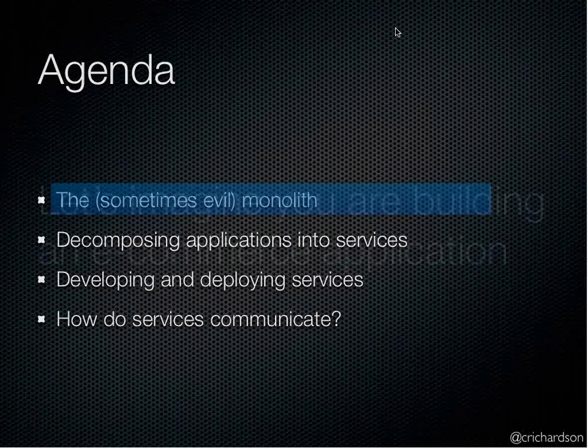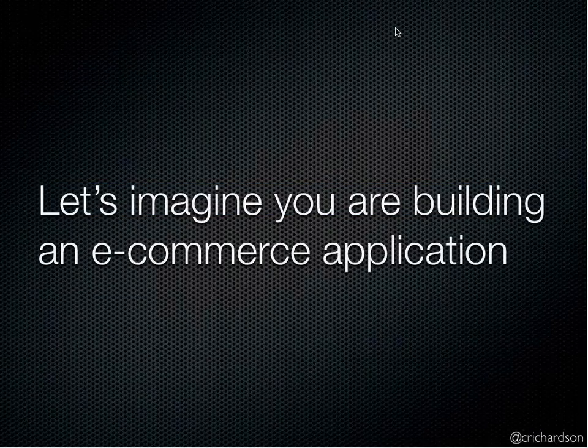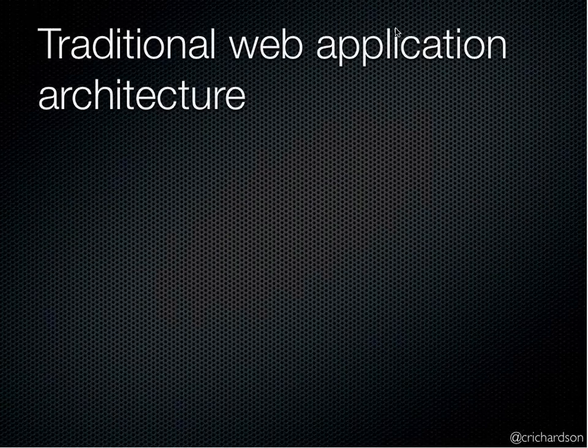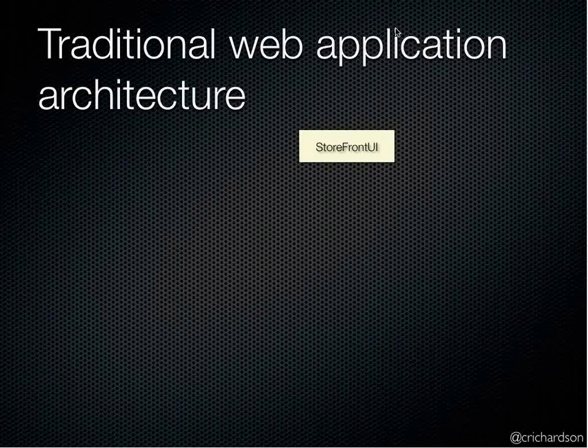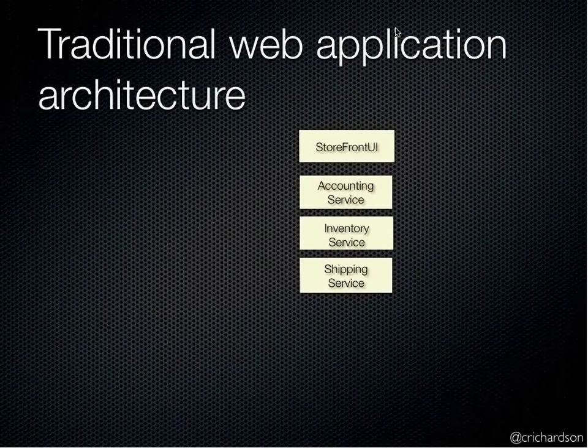Okay, so let's imagine that you're building an e-commerce application, an online store for selling products. Now, if you're like me, you'd probably come up with an architecture that looks something like this. You'd have the storefront UI, which implements the presentation layer, the user interface. Then you'd have various back-end services. You could have the accounting service that keeps track of customer credit. You'd have the inventory service that keeps track of which products are in and out of stock. And then you'd also have the shipping service that would be responsible for shipping completed orders.